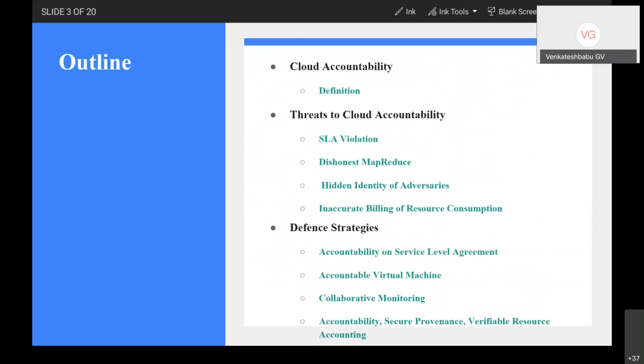Okay guys, just switch off your mic. Sir Veerashankar Babu. Guys, just switch off your mic. That will create disturbance for everyone.